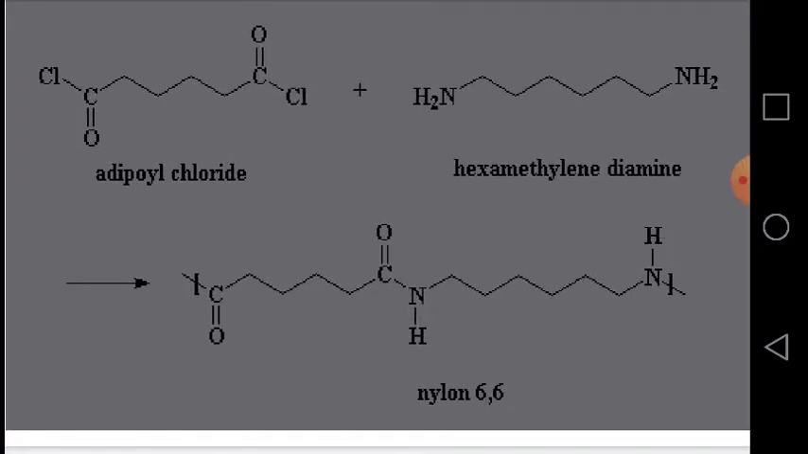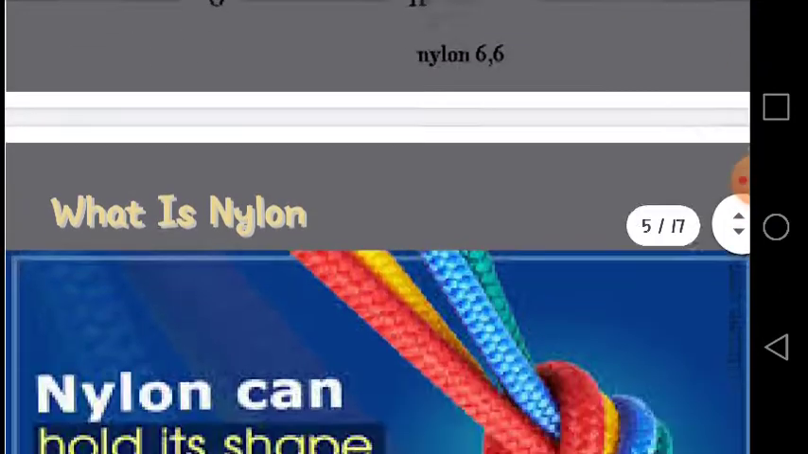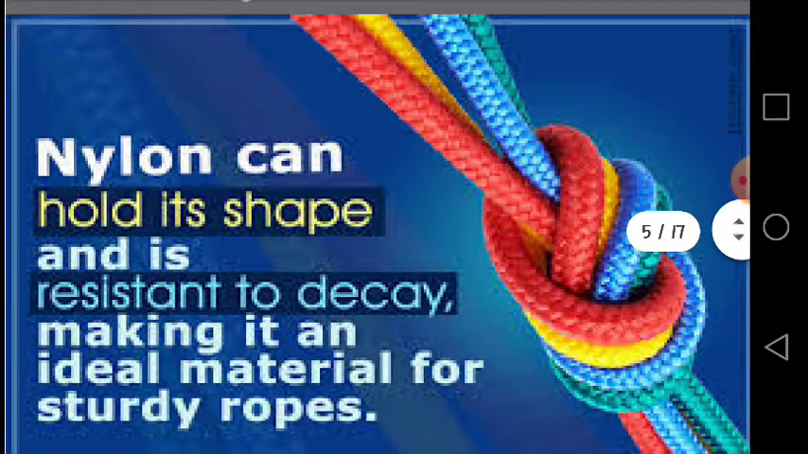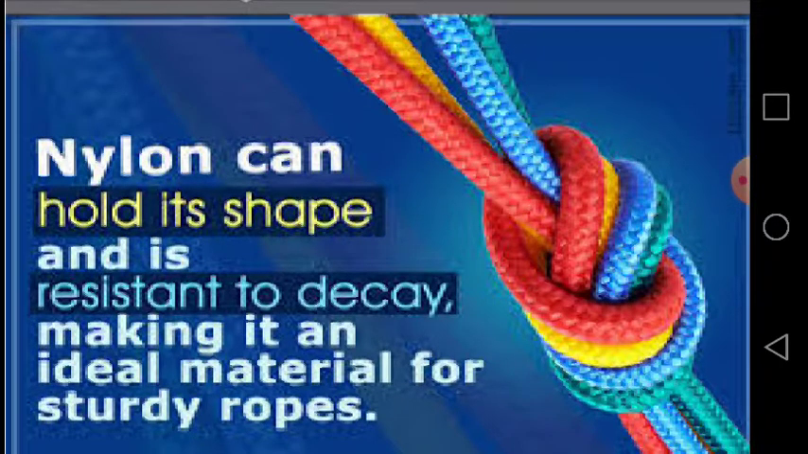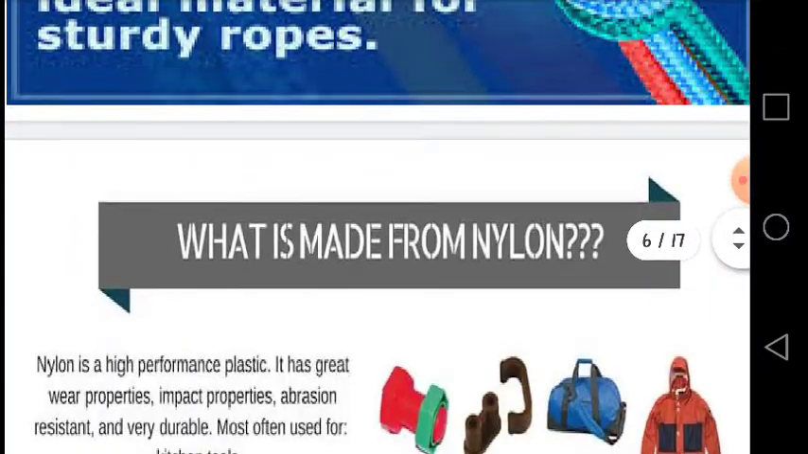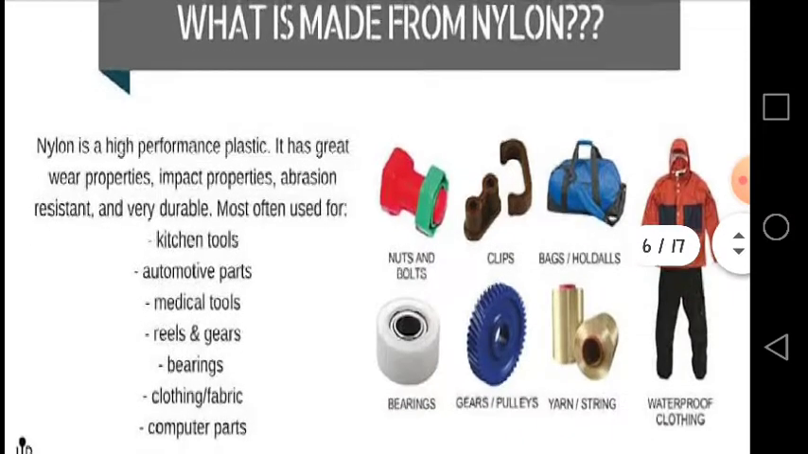This is called nylon. Nylon is a trade name used for a group of polyamides, and as I have discussed, it is made from two types of monomers. They are going to combine with each other. What is nylon? Nylon can hold its shape and it is resistant to decay, making it an ideal material for sturdy ropes. We are going to focus on more uses of nylon.